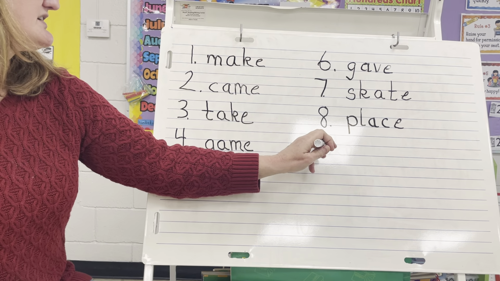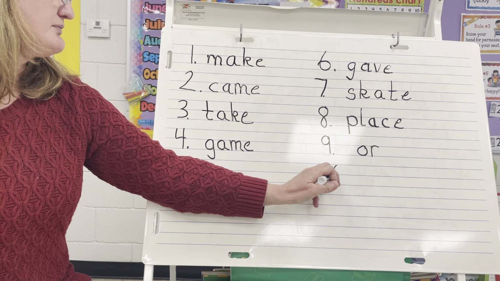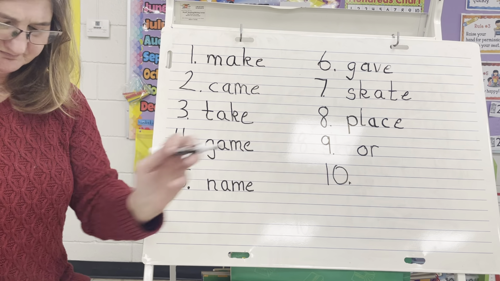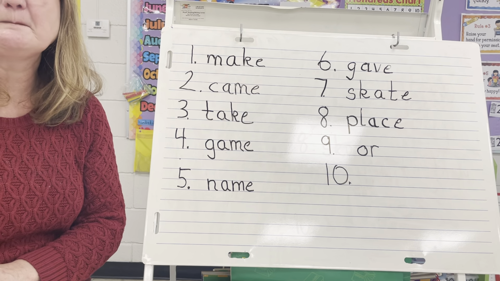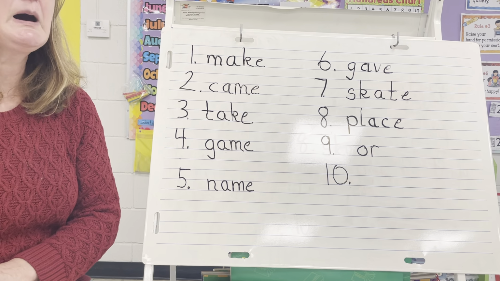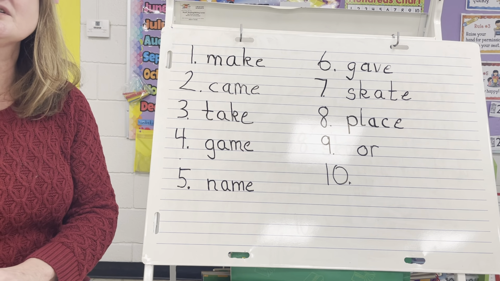Now our other 2 words are sight words, so we don't spell them by how they sound, but I'm going to call them out and see if you can spell them. See if you can spell the word or. Do you like pizza or a cheeseburger? Or. You should have written O-R. It's a short word. That R controls the O. And then number 10, from. Write that word down.